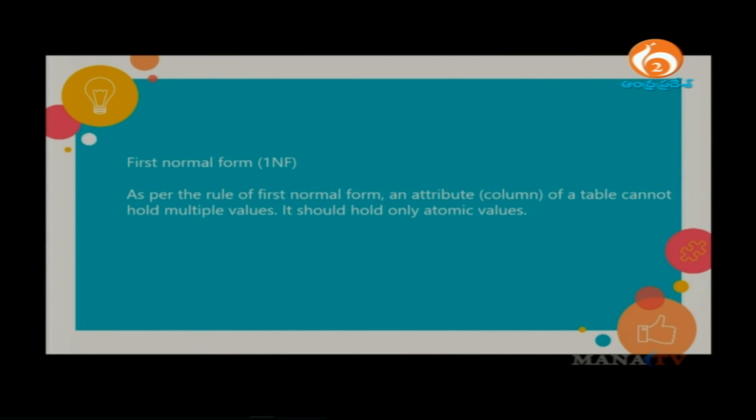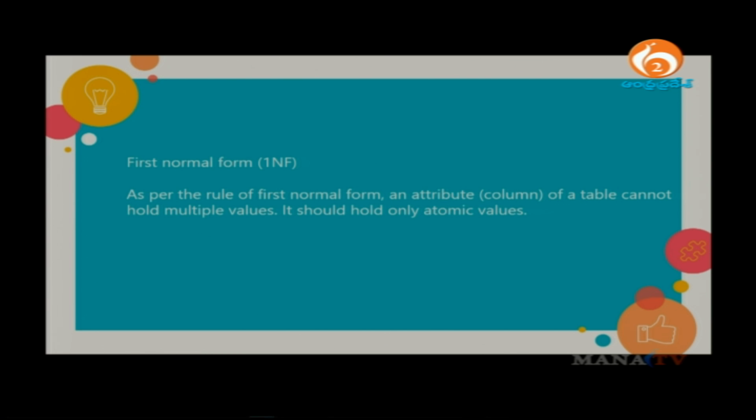Now what we are trying to do is learn one by one. First I will start with first normal form, then I will go to second normal form. So what is the first normal form telling you? As per the rule of first normal form, an attribute, I mean a column of a table, cannot hold multiple values. It should hold only atomic values, in the sense only a single value.